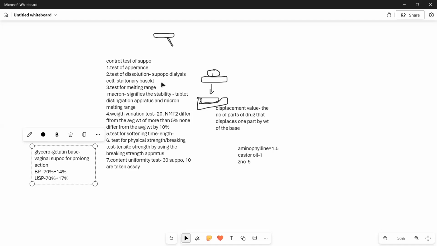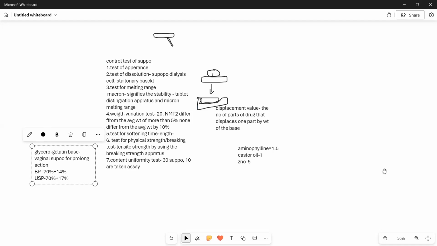So I think this is clear to everyone, you guys. Does anyone have any doubts related to suppositories, quality control test, displacement value? If there are no doubts, then let us move to our next discussion of biopharmaceutics, where we are going to talk about absorption.